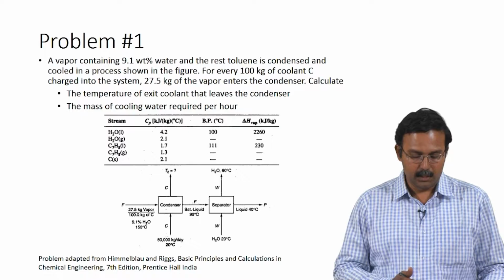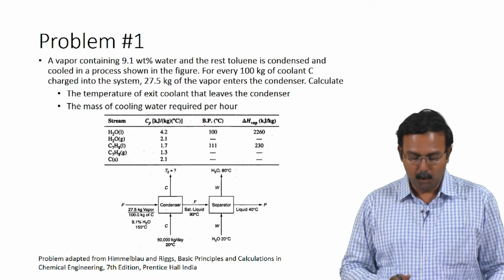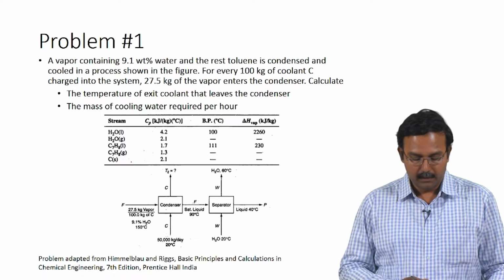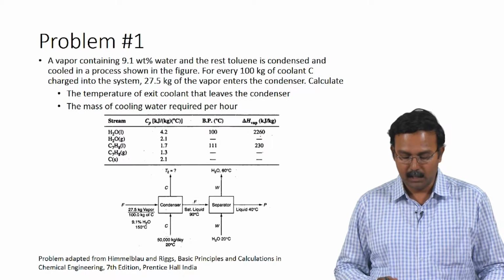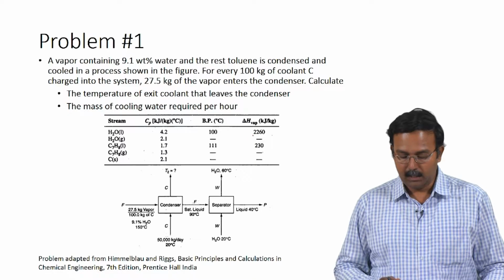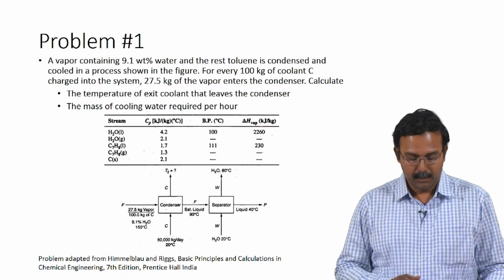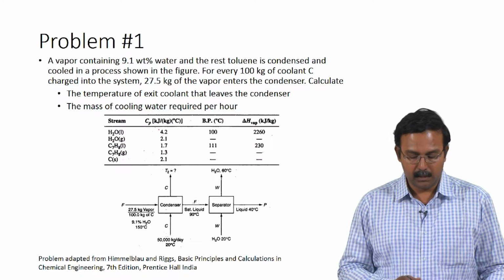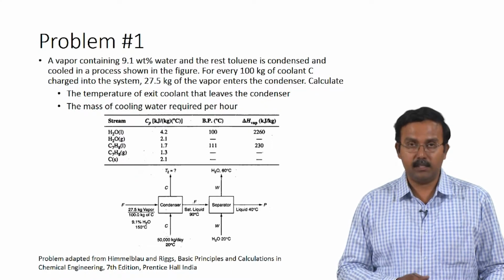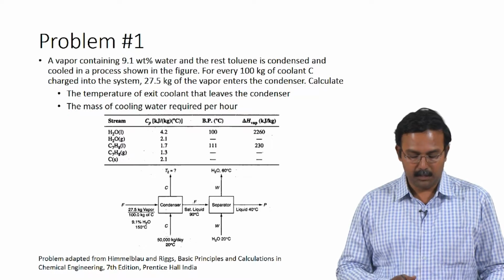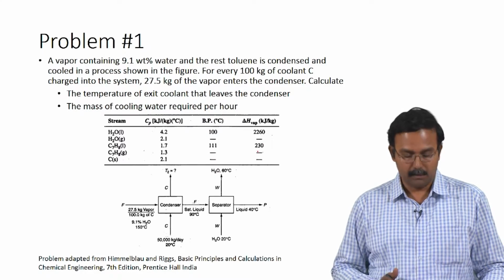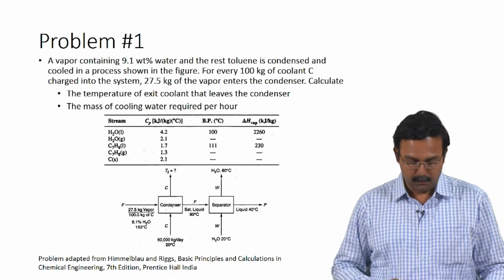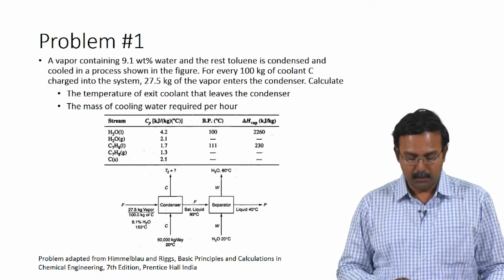The problem also gives us the data for Cp, boiling point and heat of vaporization for different components. You have water liquid with a Cp of 4.2 and a boiling point of 100 degrees Celsius and a heat of vaporization of 2260 kilojoules per kilogram. You have water vapor where the Cp is given as 2.1 kilojoules per kilogram degree Celsius, and C7H8 is toluene. For toluene liquid and gas the Cp values are given, and for toluene liquid the boiling point and heat of vaporization are also given. C is the coolant used in the first unit, which is the condenser, and its Cp is also given.